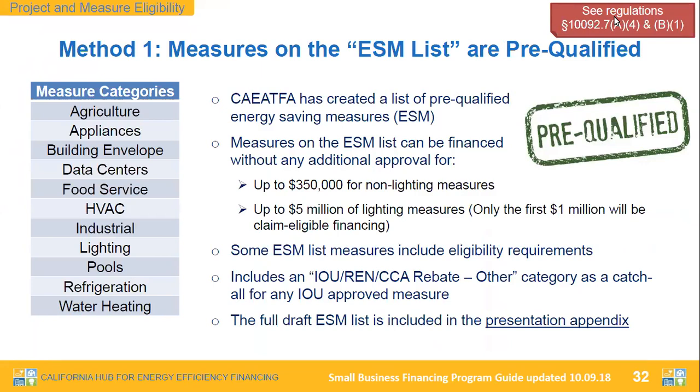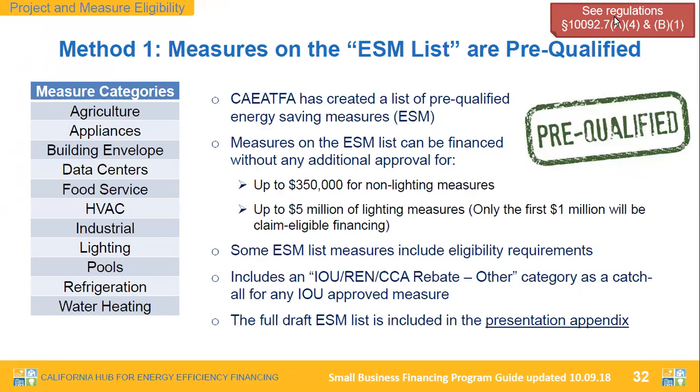So measures that are on the list can be financed without any additional approval for up to $350,000, or in the case of lighting measures, all the way up to $5 million, although only the first $1 million will get the credit enhancement. Some ESM list measures will include additional energy requirements, eligibility requirements, for example, Energy Star or Design Lights Consortium standards.